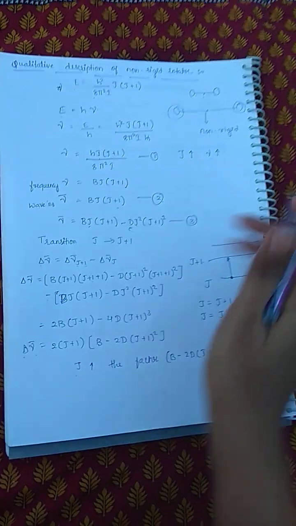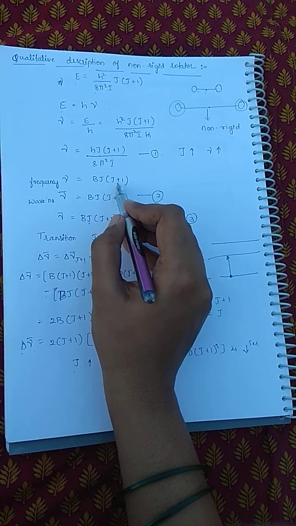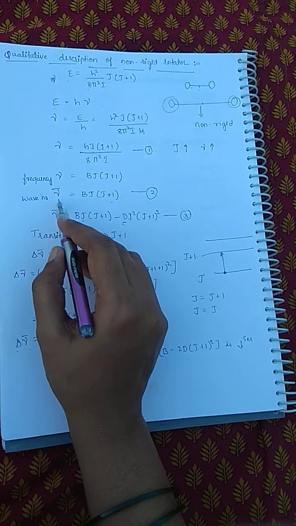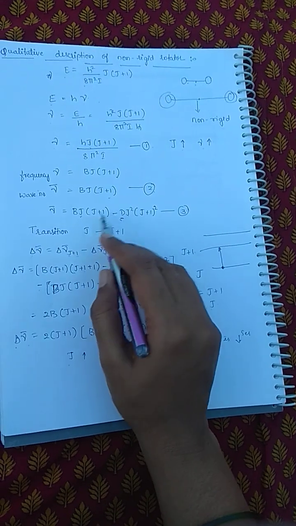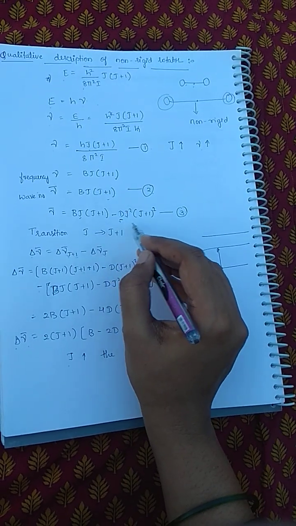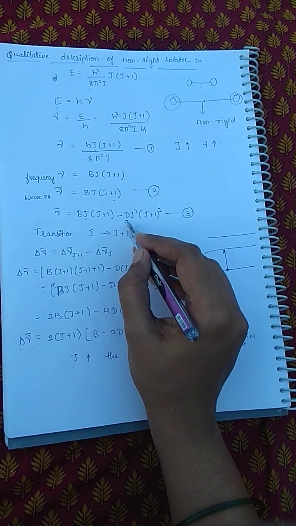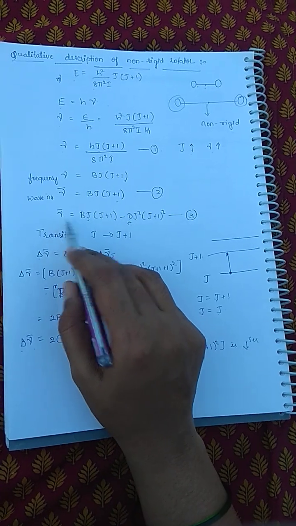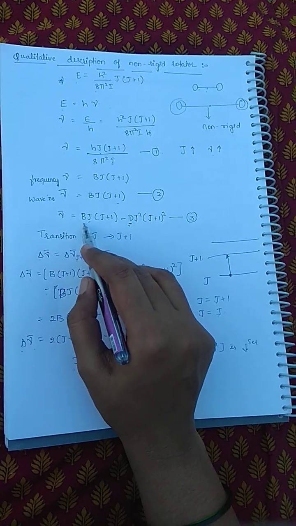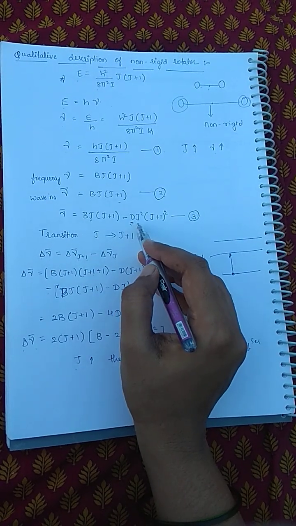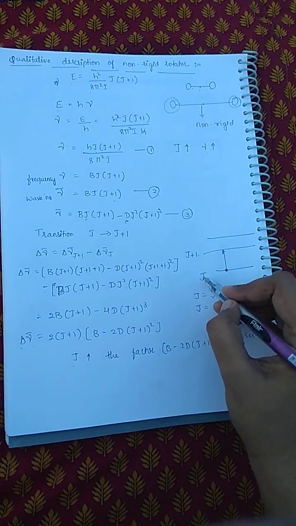So mu, that is frequency, is equal to B J into J plus 1. In terms of wave number, this can be written as B J into J plus 1. For a non-rigid rotor, this extra term will be added here. D is nothing but the centrifugal distortion constant. So mu bar is equal to B J into J plus 1 minus D J square into J plus 1 whole square. The transition is taking place from J to J plus 1.